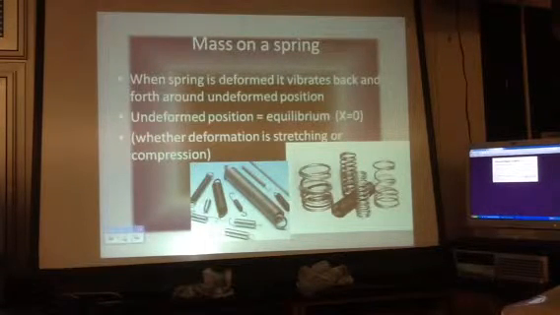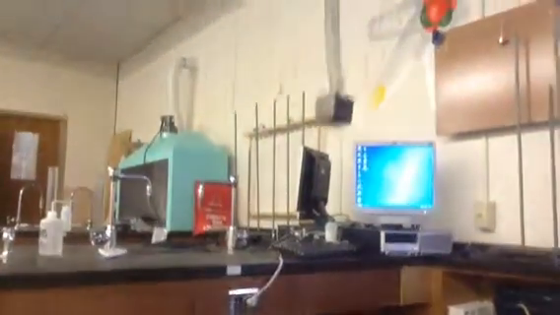It's the point at which it's just resting. And we talk again about x. I'm going to line this up so we can see the spring. x is that amount of deformation, and we talked about x being equal to 0 at the equilibrium position. Now, there are two different kinds of springs.